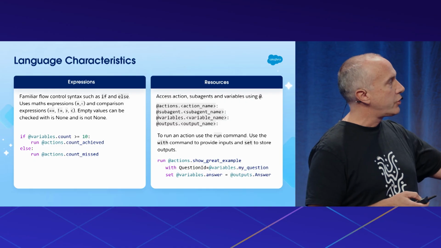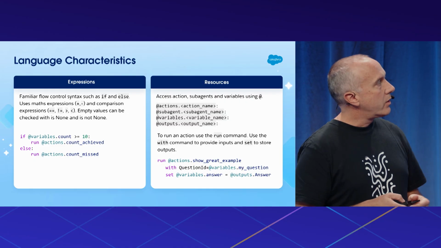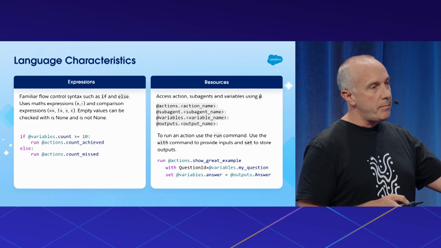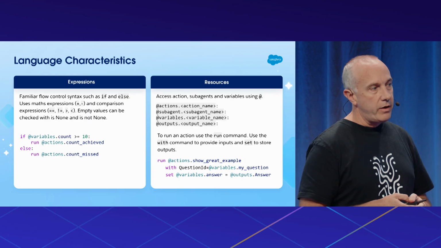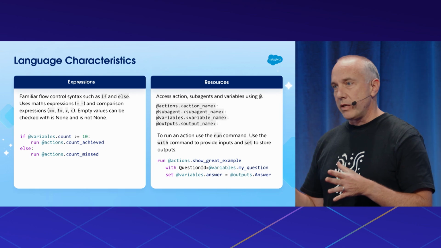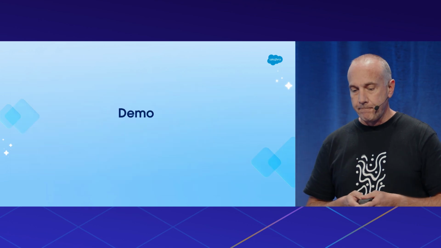So here I'm running an action called show grade example. I'm passing an input, which is question ID with a specific variable. And then based on this might be running a flow. Based on the output from a flow, which is the answer, I'm setting another variable. And these variables are the agent's memory, because it's going to remember this across interactions I'm having with the agent.